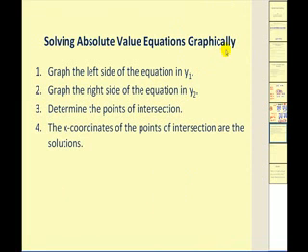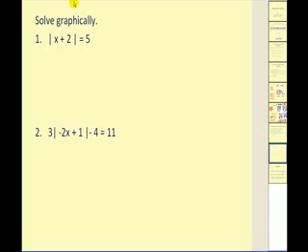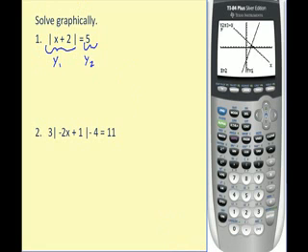Let's take a look at how we can solve absolute value equations graphically. Step 1, graph the left side of the equation in y1, graph the right side of the equation in y2, determine the points of intersection, and the x-coordinates of the points of intersection are the solutions. Let's go ahead and give it a try. So we're going to graph the absolute value of x plus 2 in y1, and we'll graph 5 in y2.